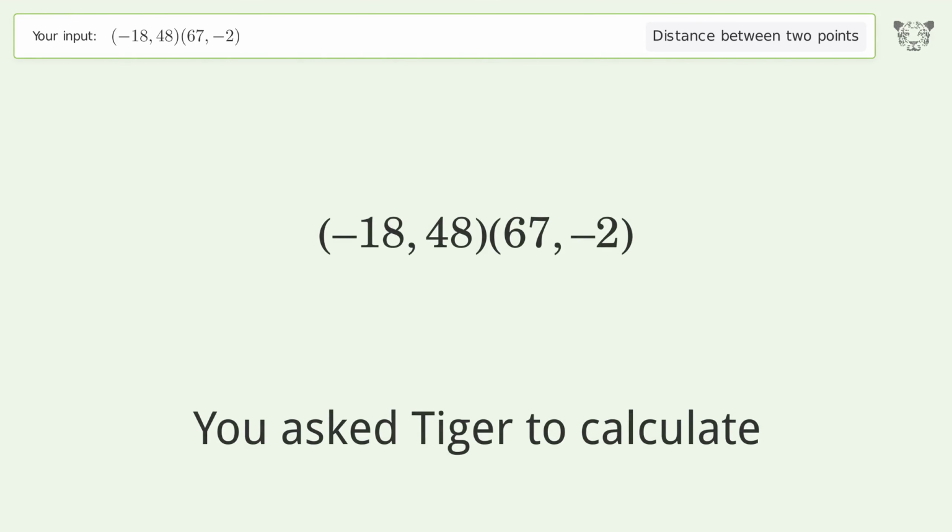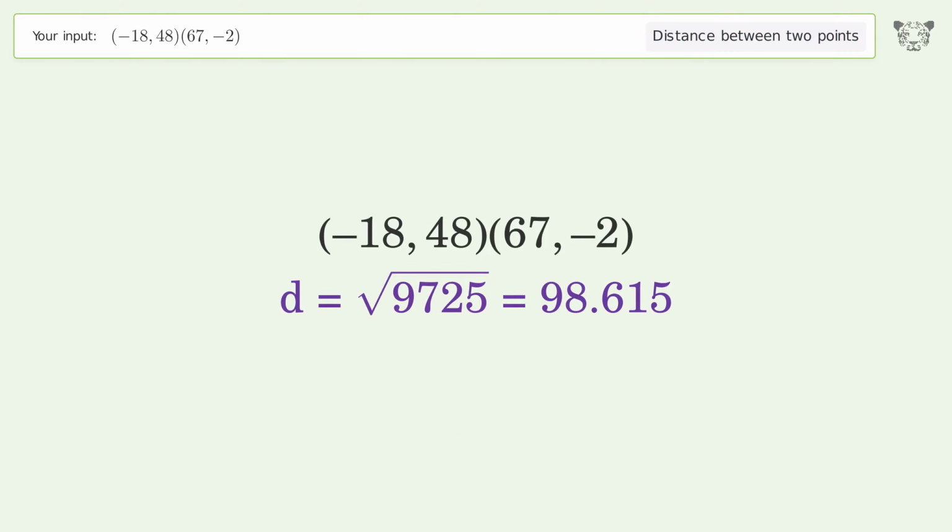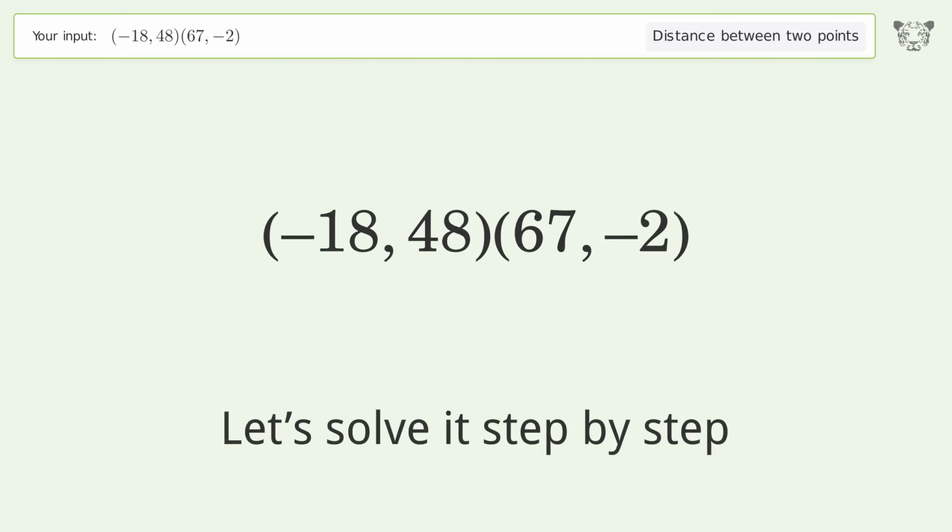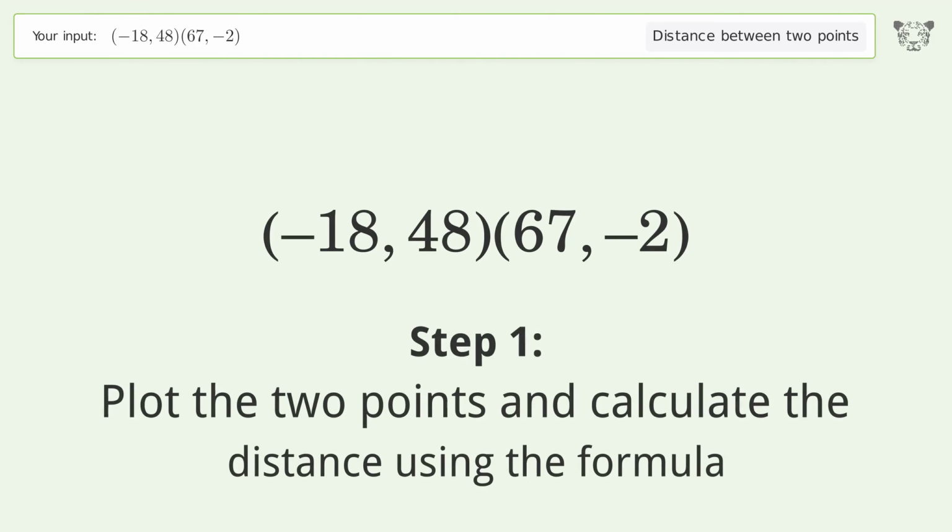You ask Tiger to calculate. This deals with the distance between 2 points. The distance between the 2 points is the square root of 9,725, or 98.615. Let's solve it step by step. Plot the 2 points and calculate the distance using the formula.